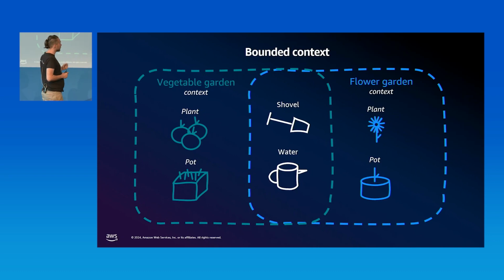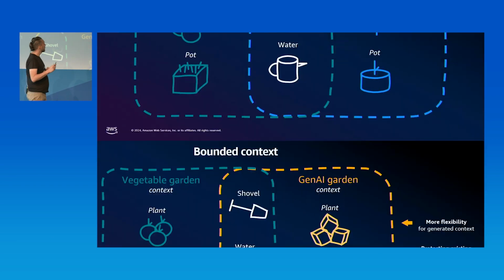And in this case, we chose the idea of using a shovel and water. So watering a plant is the same functionality for both parts of these slightly different meanings of plants. They will still be watered in the same way. All right, so much for what the bounded context pattern is. Now let's see with our problem in the generative AI space how the bounded context pattern can help us here.